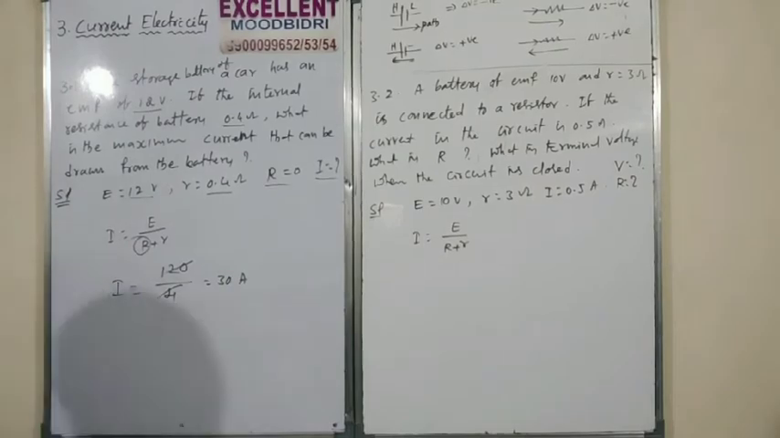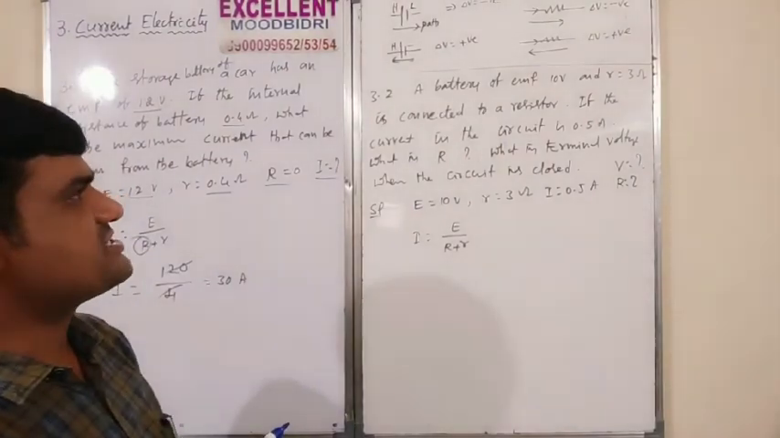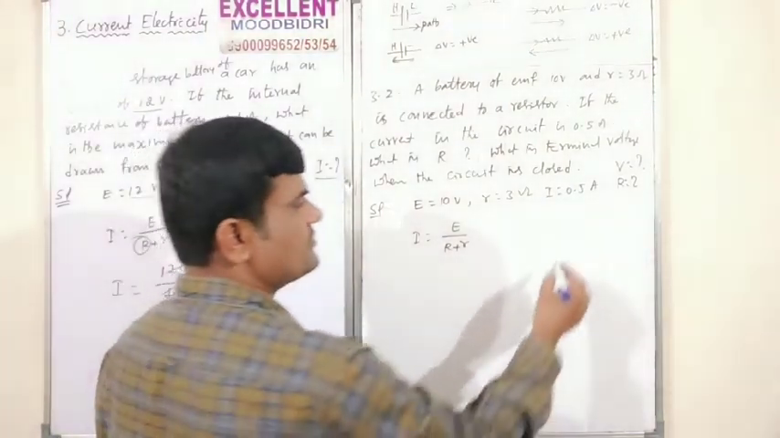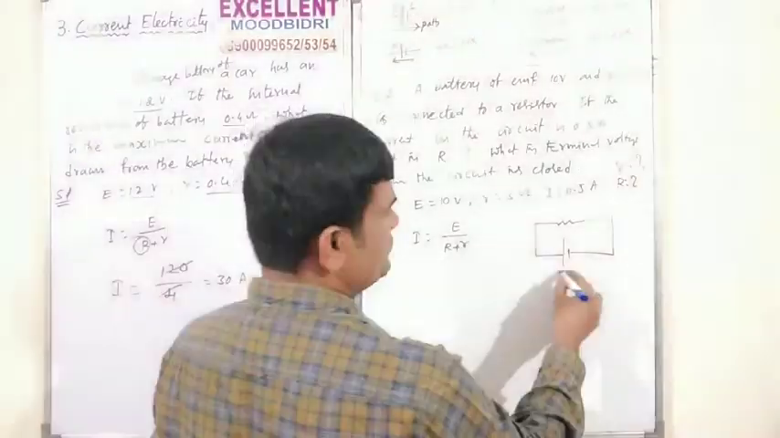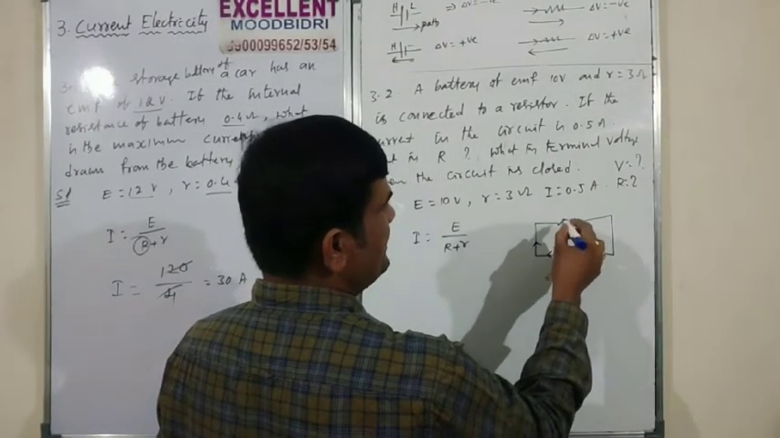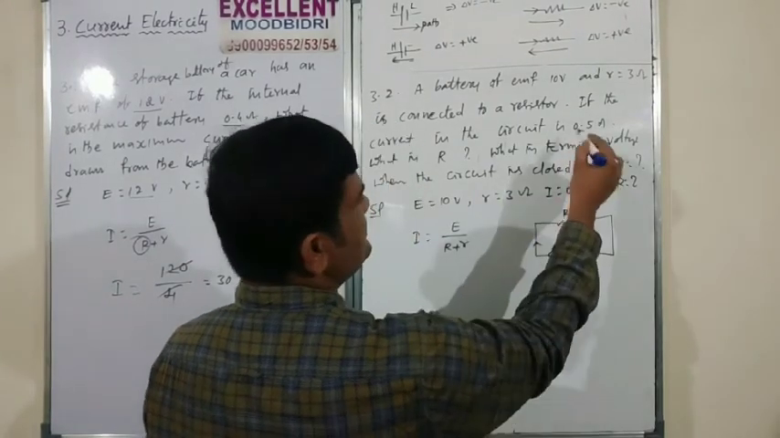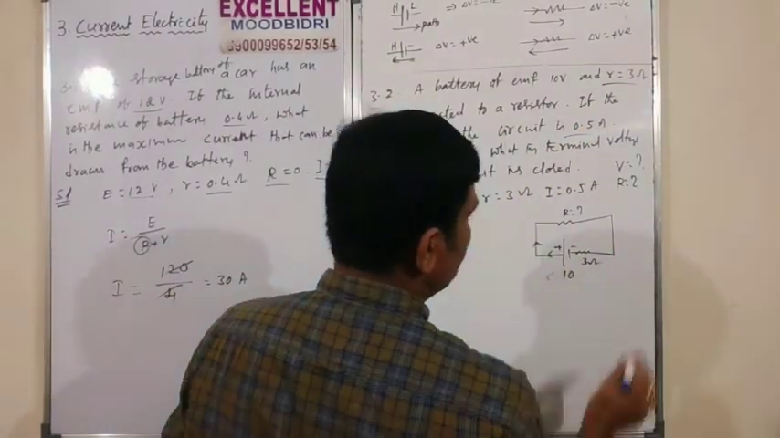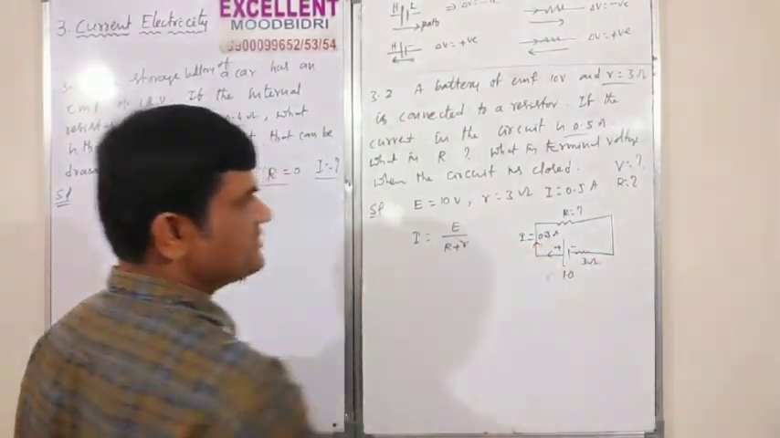NCERT problems. Right, next. A battery of EMF 10 volts and internal resistance 3 ohms is connected to a resistor. The circuit diagram will be like that. This is the 10 volt battery, plus, and the internal resistance is 3 ohms. The current I is equal to 0.5 amperes. Then R is equal to what?